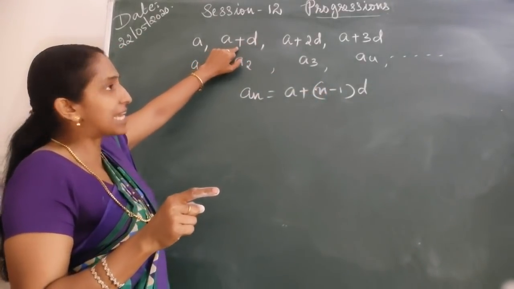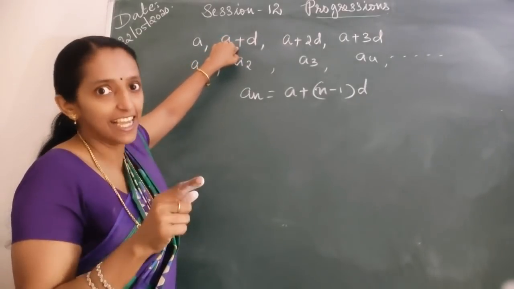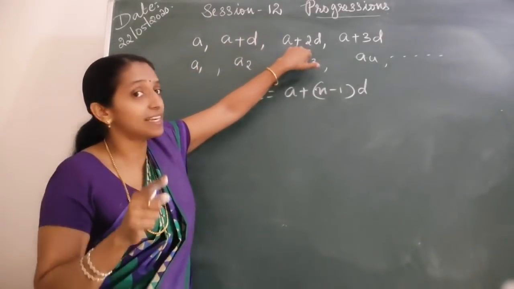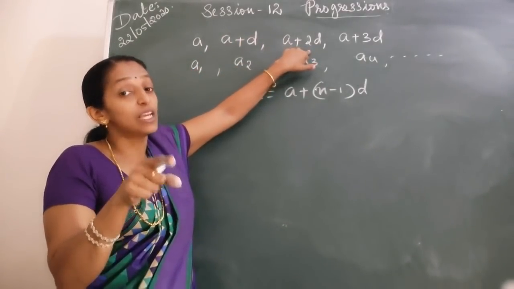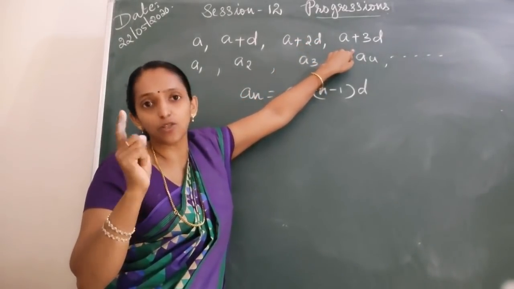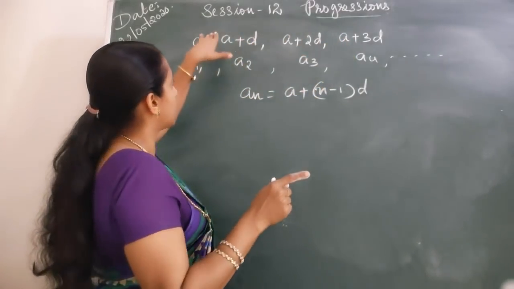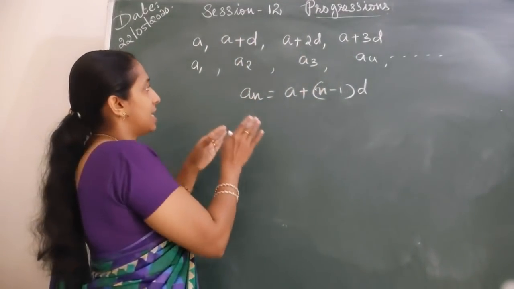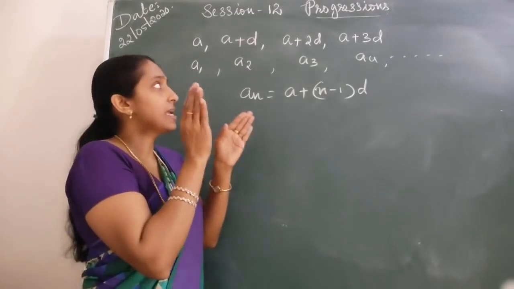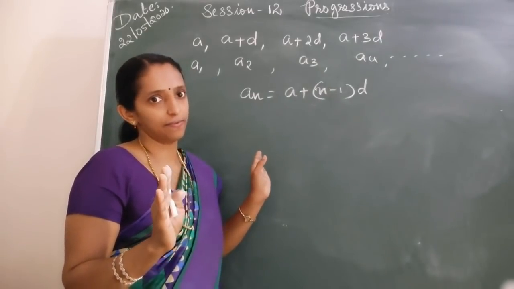This is our second term. Second term means A plus D. This is our third term, 3 minus 1, 2D. This is our fourth term. Fourth term comes as 4 minus 1, 3D. So this will be the arrangement of the sequence in general: A, A plus D, A plus 2D, A plus 3D, etc.